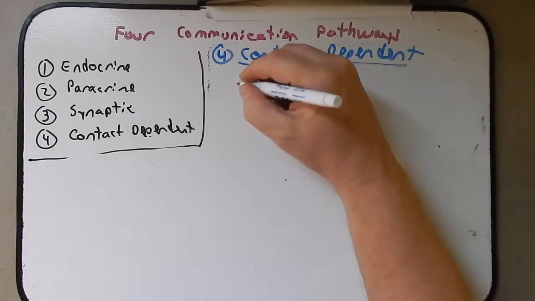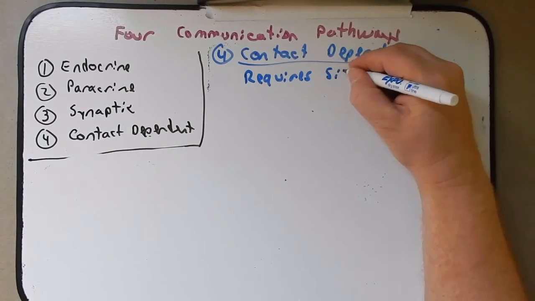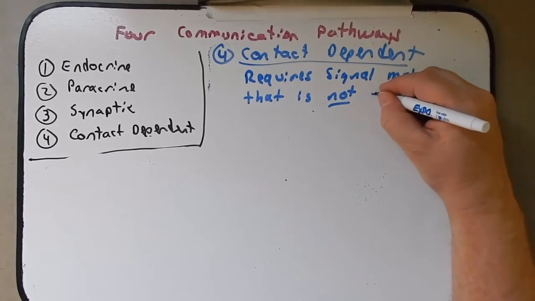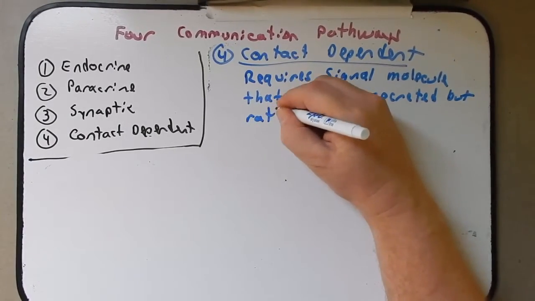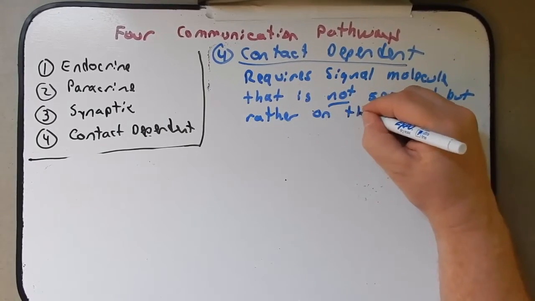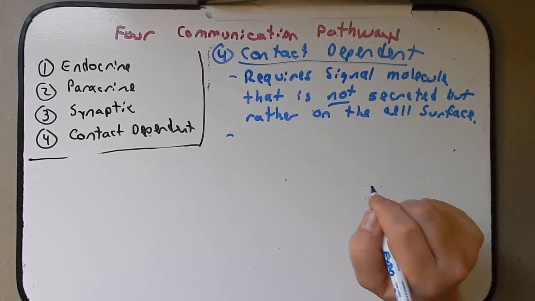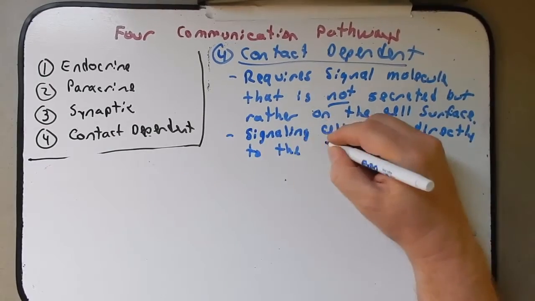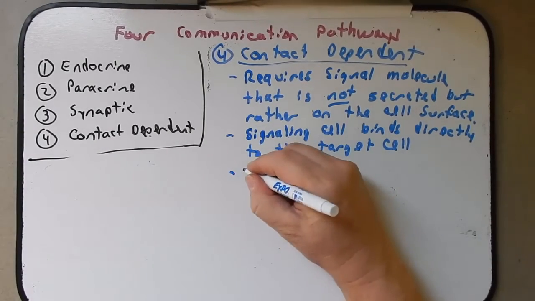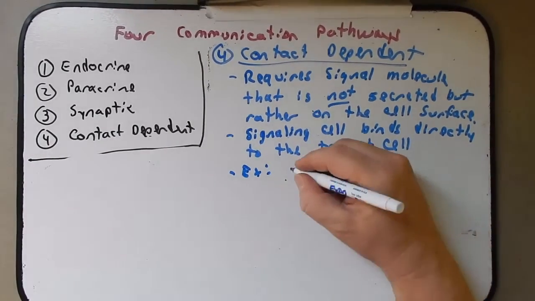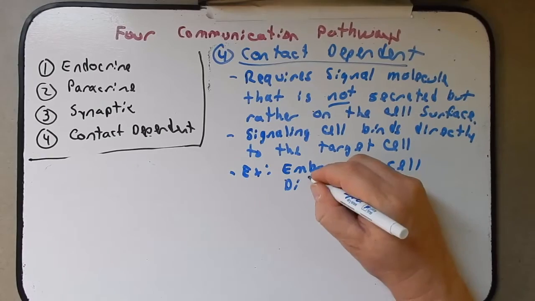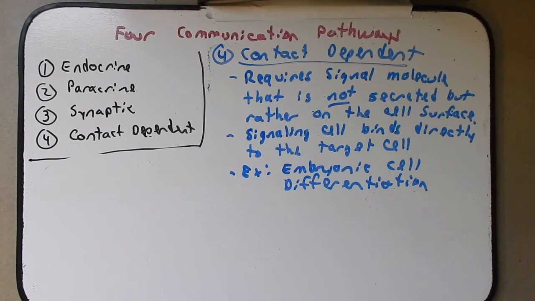dependent. So this one requires a signal molecule that is not secreted, but rather on the cell surface. So this signaling cell then binds directly to the target cell. As an example, this is really important in embryonic cell differentiation, where one cell will bind to another cell to stimulate a cellular change.